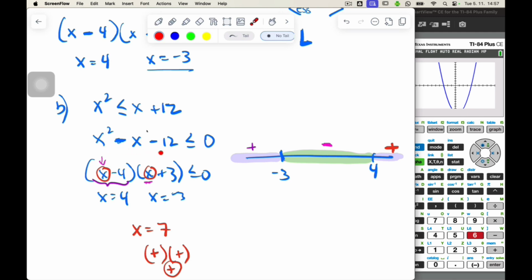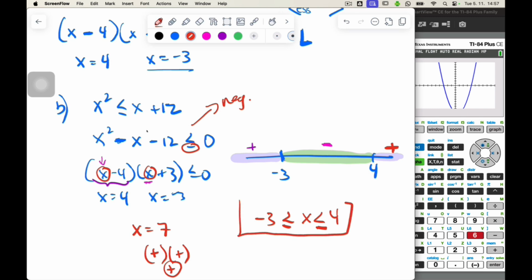when is x squared minus x minus 12 less than or equal to 0? Less than or equal to 0 means negative. And so it's going to be negative 3 less than or equal to x less than or equal to 4, because there's an equal to sign, it could be negative 3, and it could also be 4. And so every single x value between negative 3 and 4 will make this inequality true: x squared will always be less than or equal to x plus 12.